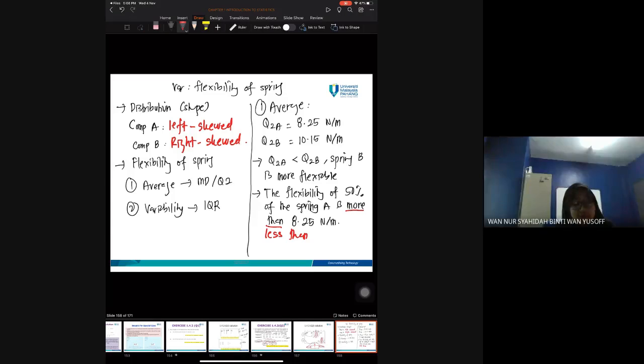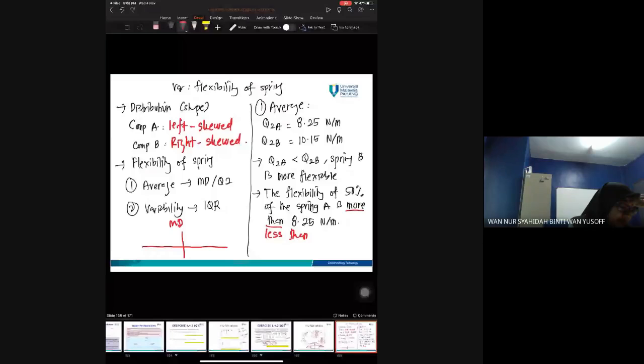Correct. It is correct, because the median is the middle of the data set. So at the median, we have 50% here and 50% here. So it is correct to say that 50% is more than 8.25 and another 50% is less than 8.25. Similarly, you can write the same thing for spring B: the flexibility of 50% of spring B is more than 8.15 or less than 8.15. So this is how we comment on the average for the box plot.